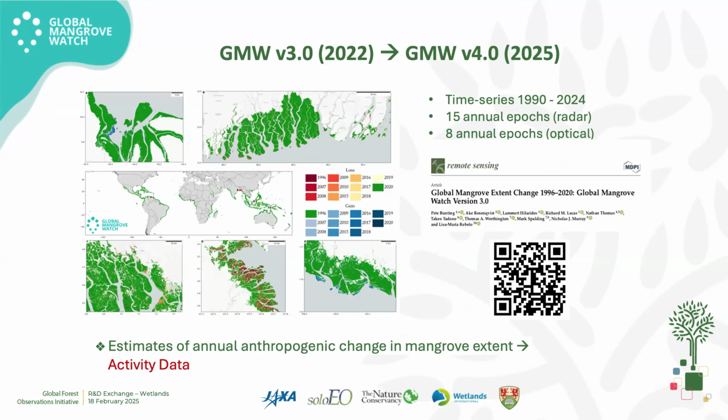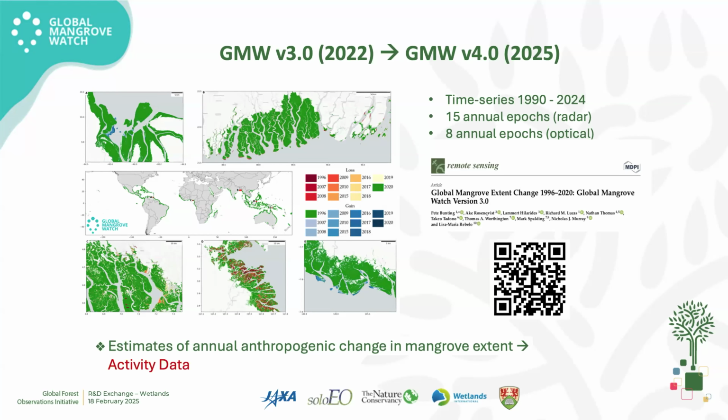Okay. So in 2022 we released what we call version 3 of the Global Mangrove Watch dataset. That was a time series data between 1996 and 2020, and that is currently what is used. We are planning within the next few months to release version 4. It will be released on World Mangrove Day in July.